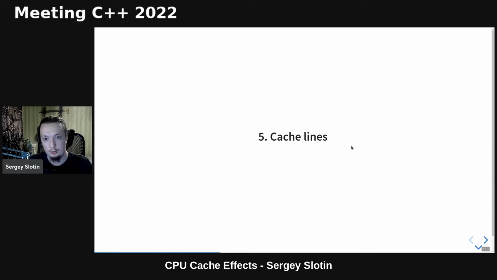Another very important feature is that the basic units of data transfer in the memory system are not individual bits and bytes, but cache lines. On most CPU architectures, the size of a cache line is 64 bytes, meaning that the memory is divided into blocks of 64 bytes. And whenever you fetch a single byte, you are also fetching its 63 cache line neighbors, whether you want them or not.